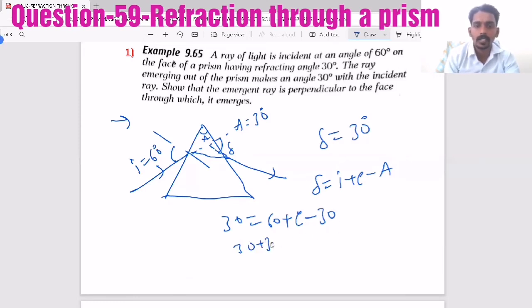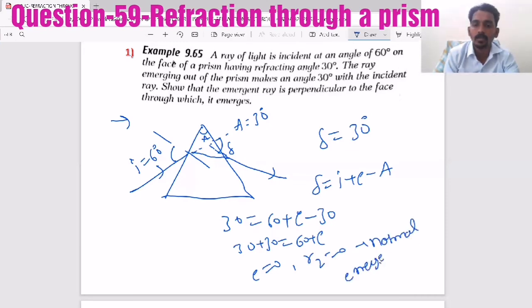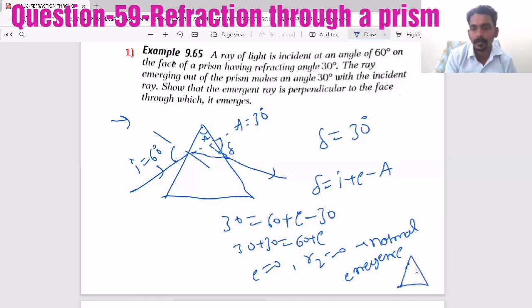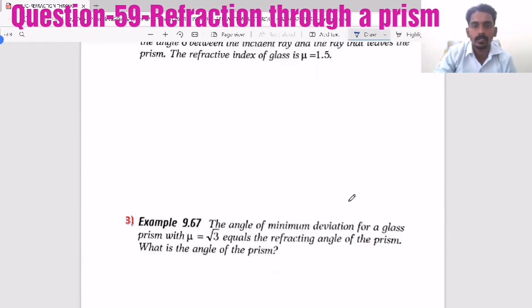Now 30 plus 30 equal to 60 plus E. So E value how much? 0. E 0 means R2 is also 0. That means what? Normal emergence. I have shown the condition. So they are telling that the emergent ray is perpendicular. E 0 means normal emergence. Normal emergence means the ray is perpendicular. So that will emerge like this. So that way you have to use the data whatever we have studied in solving numericals.